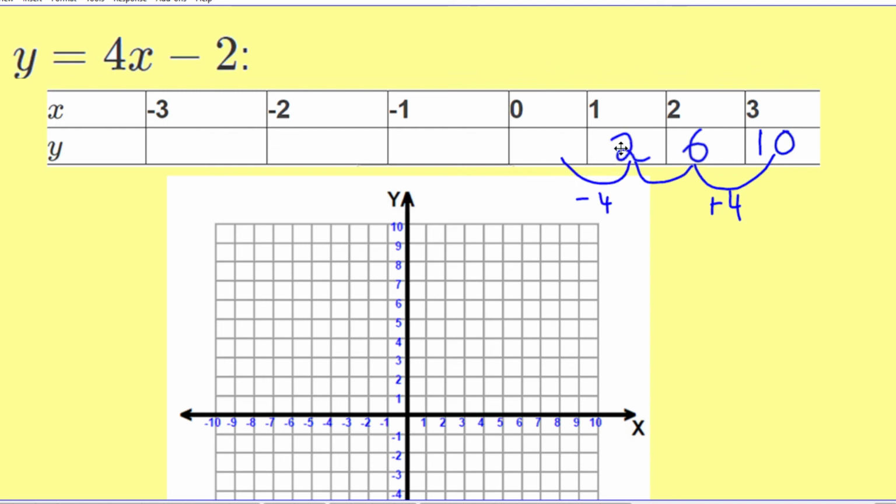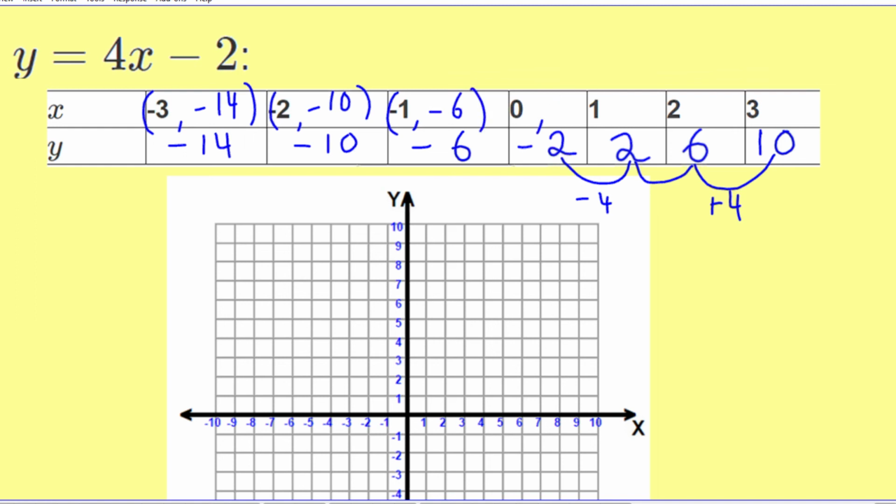So 2 take away 4 is negative 2. Take away 4 again is negative 6. Take away 4 again is negative 10. And take away 4 again is negative 14. Okay, so now I've got some coordinates. So minus 3, negative 14. Minus 2, negative 10.